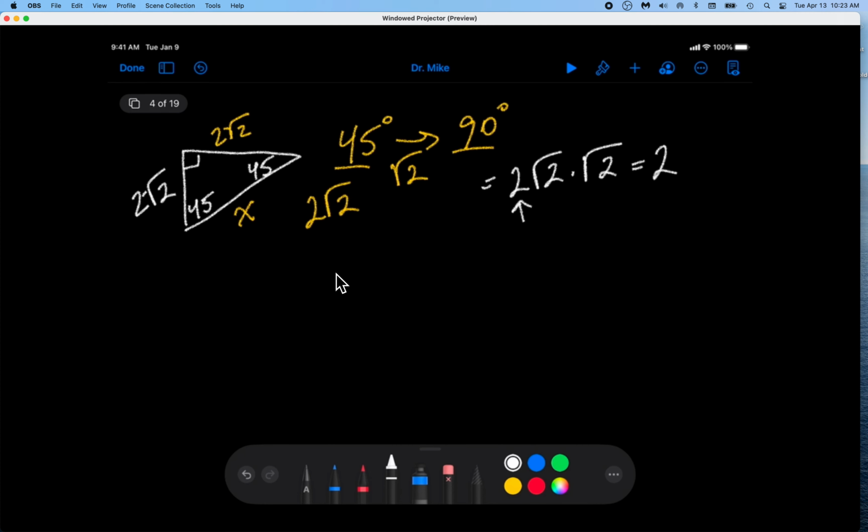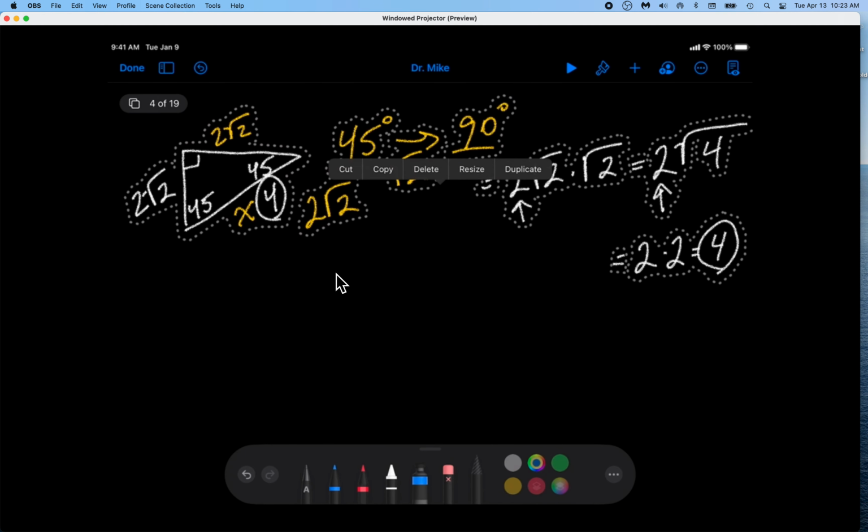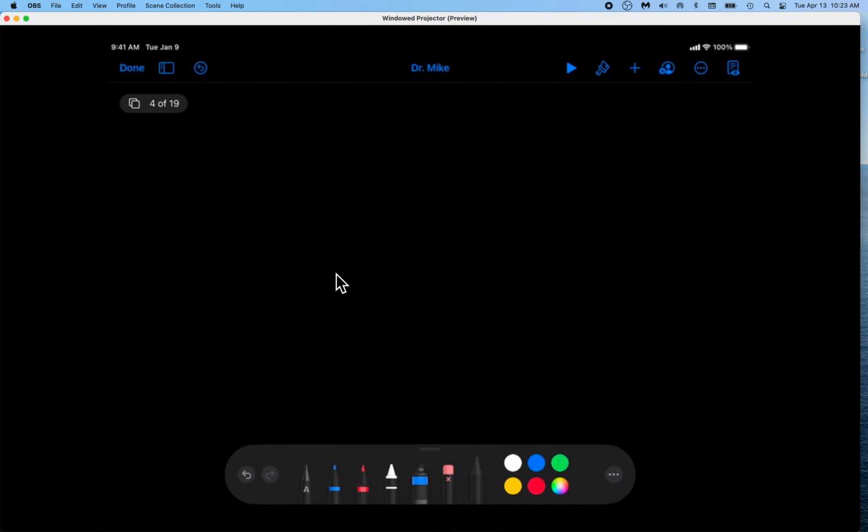This front factor stays the same. We're allowed to rewrite the square root sign and multiply what's underneath the two radicals. And we end up with 2 times 2 equals 4. So that's your final answer for that hypotenuse. Next one.